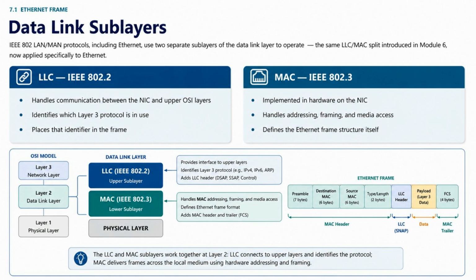Same LLC/MAC sublayer split from Module 6, now applied specifically to Ethernet. LLC 802.2 handles communication with upper layers and identifies which Layer 3 protocol is in use. MAC 802.3 is implemented in hardware on the NIC and defines the actual Ethernet frame structure, addressing, and media access. The diagram shows this stack mapping to Ethernet as a technology spanning both Layer 1 and Layer 2.